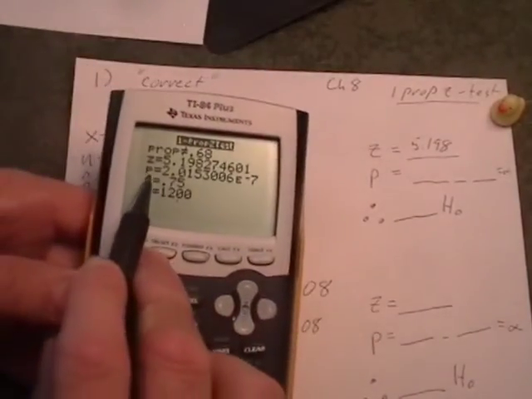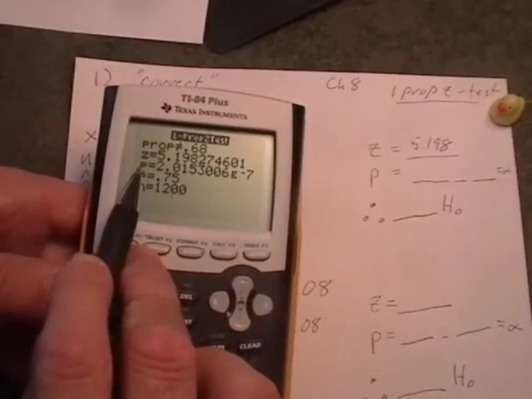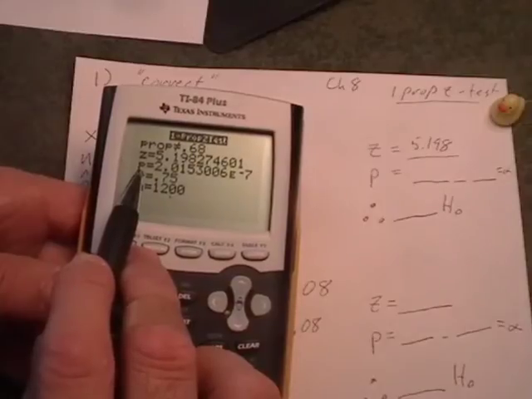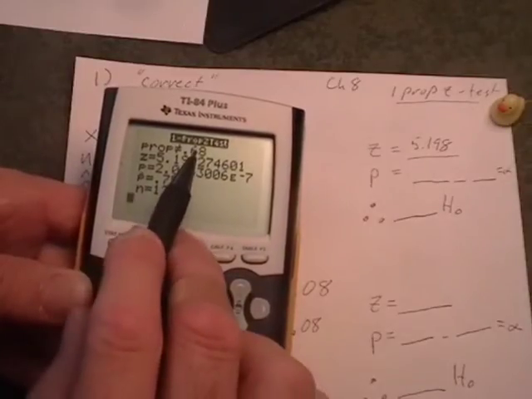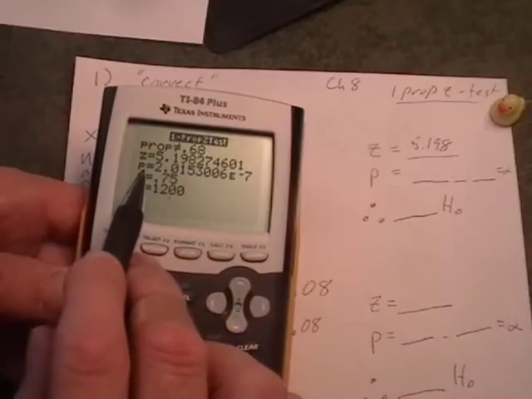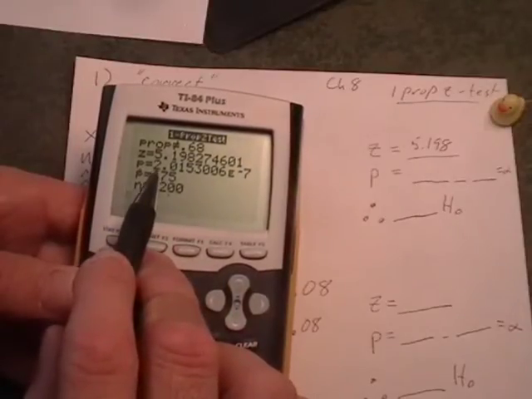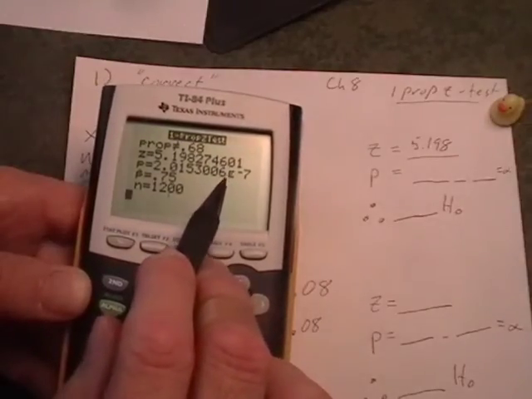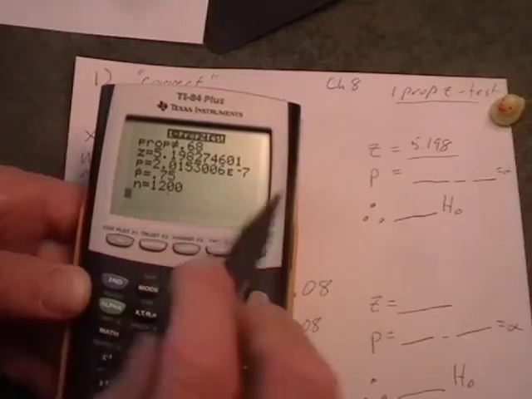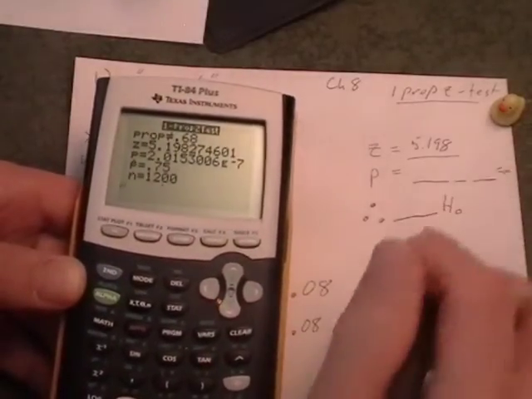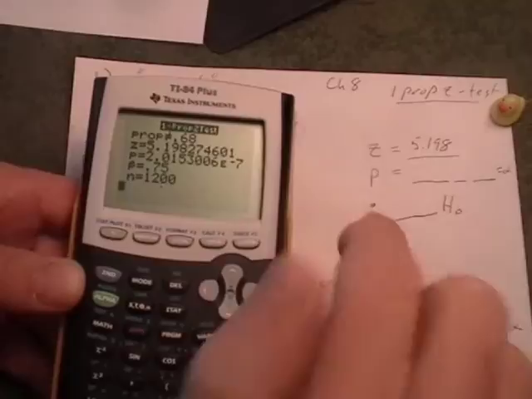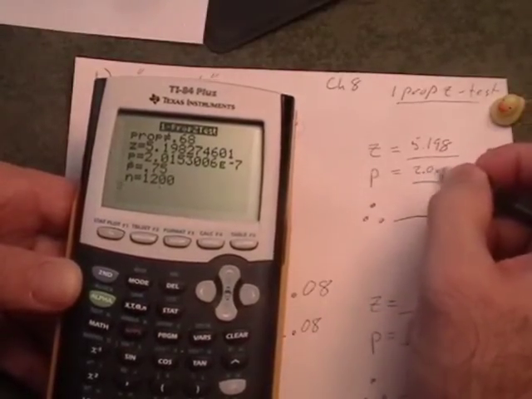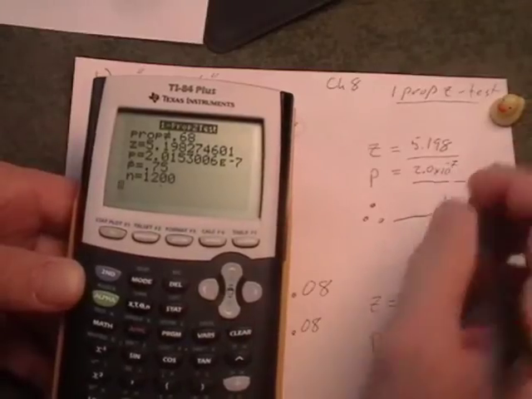The other is going to be this p. This is the probability of such a sample arising by chance when 0.68 was correct. Now, I know it starts by looking like it's 2 point something, but pay attention to the e to the minus 7. So it's exponential notation. I want 2 significant figures, so I would write 2.0 times 10 to the negative 7.